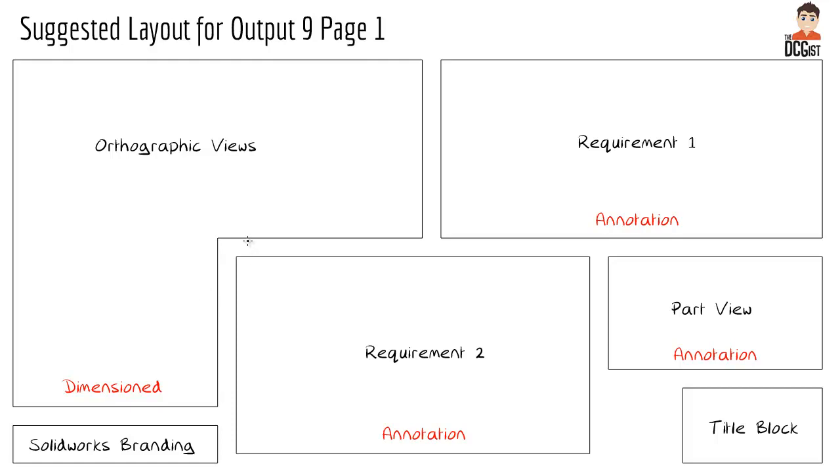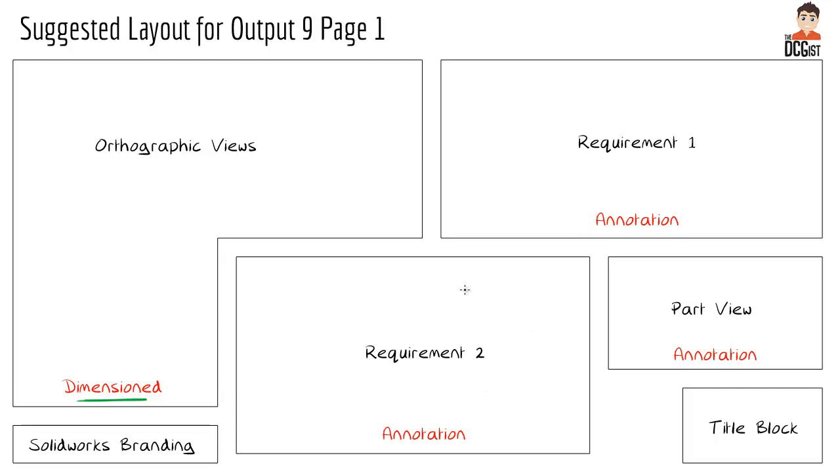So finally then, we'll have a look at how I would suggest laying out your Output 9. Okay, we'll look at the 3 pages, starting off with page 1. The first thing is I put orthographic views up here in the top left, making sure that they are dimensioned. We need to make sure dimensions are in there and that they're labeled properly. Then I put in requirement 1 and requirement 2 with its annotation. So they'll be your detail views showing off each one of those requirements.